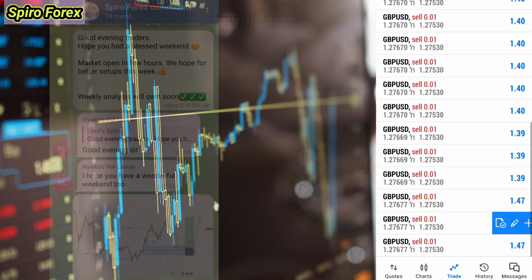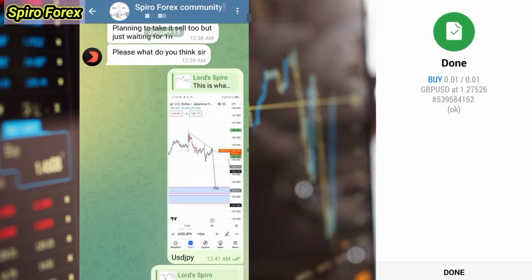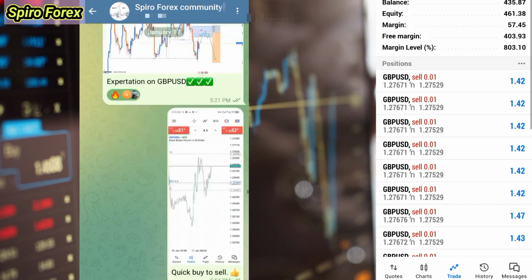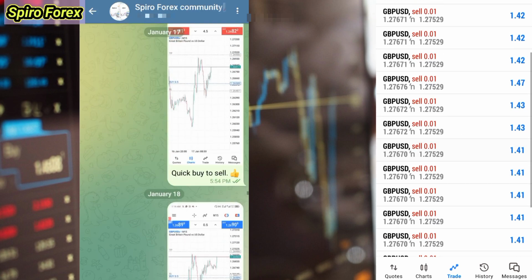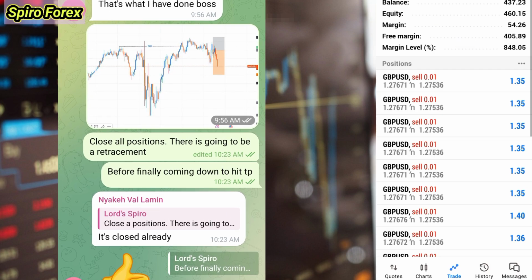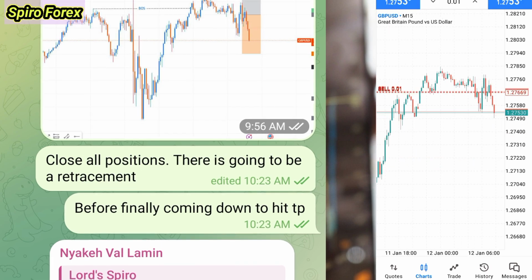I have a Telegram group where I normally send everything. So I updated the guys in the Telegram group that we should be trying to exit from this trade because we are about retracing. I will show you that on the screen here.